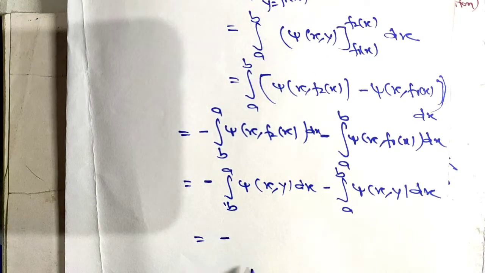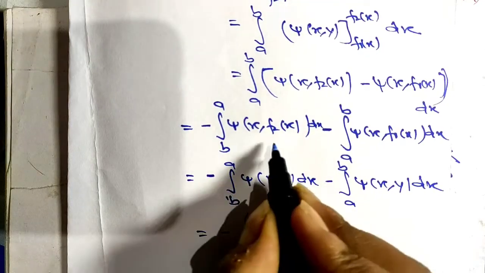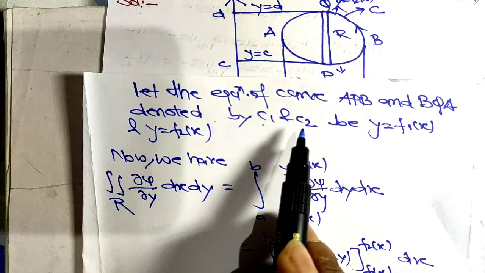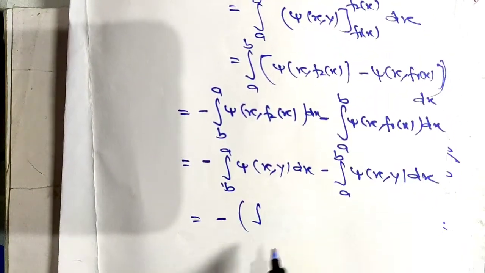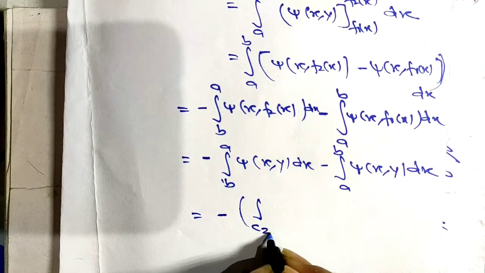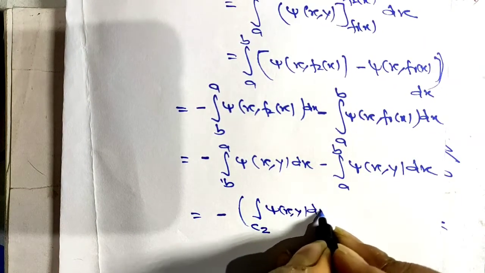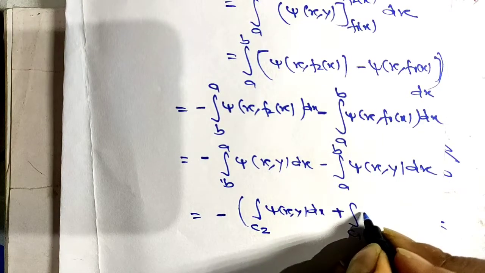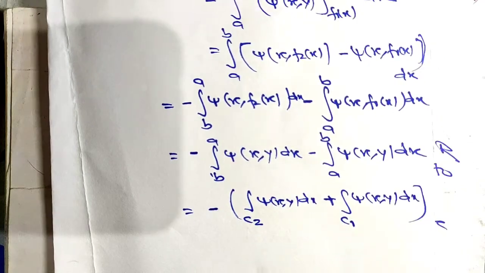So we are taking the minus common from both integrations. The f2(x) is the equation of the curve C2 and f1(x) is the equation of the curve C1. So you may write it as the integral over C2 of ψ(x, y) dx plus the integral over C1 of ψ(x, y) dx. Okay.